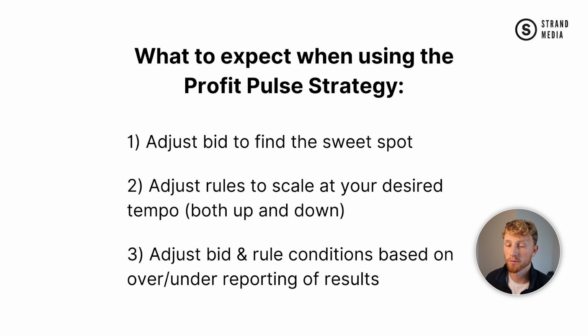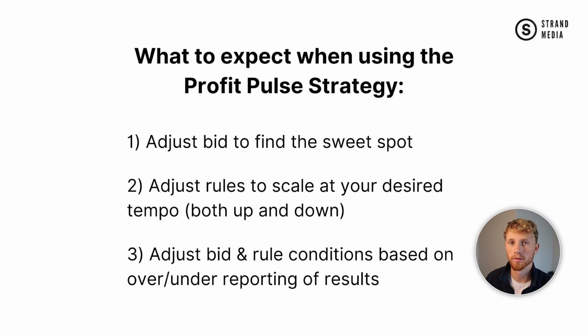And the third thing is really important: adjust the bid and your rule conditions based on over or under reporting of results. For most advertisers, you're not going to get all of the results tracked if you're using Facebook pixel tracking. And sometimes Facebook even over reports, because it's using data modeling to predict how many results you're getting with your campaigns. So look at how many sales you're not getting credited, or how many more you're getting credited to the campaign but not actually seeing in your backend, and adjust the bid and the scaling rule based on this.